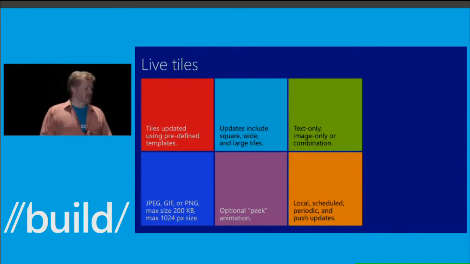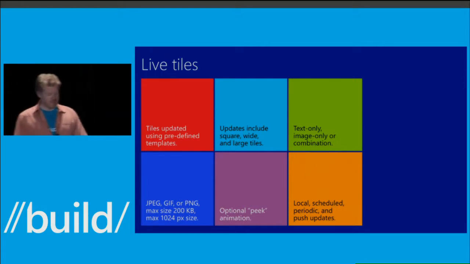When you send an update through whatever means are necessary, you want to always send a square tile update, a wide tile update, and a large tile update as part of the same piece of XML. This is important because one thing I didn't show, let me go back there really quickly. Here on the start screen, once it comes up, did I get the right one? No.